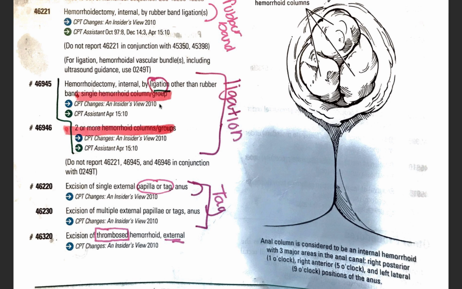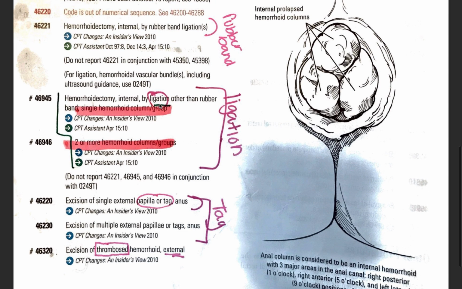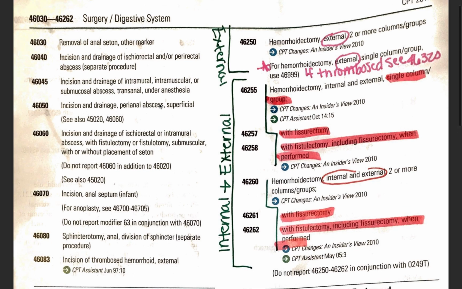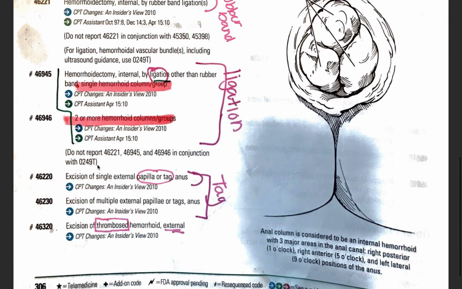46320 is for the excision of a thrombosed hemorrhoid that is external. Thrombosed is the key word there. Hemorrhoidectomy external 2 or more columns or groups is 46250. For hemorrhoidectomy external single column or group, there is not a code, so you must use the unlisted code 46999. However, if it is thrombosed, then there is a code which is 46320 that we went over.